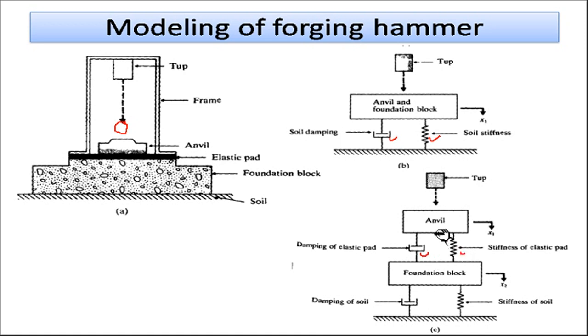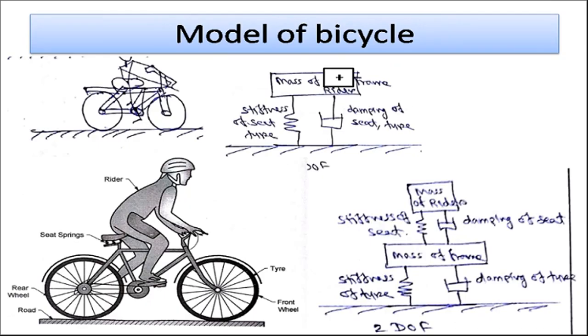having stiffness and damping, and over that the anvil is mounted, and on the top of that there is an impact hammer. So the top is there, which is going to provide the force. So you will find here that this is a 2 degree of freedom model we can represent for this particular forging hammer. Similarly, we can show the dynamic model or mathematical model for a bicycle.